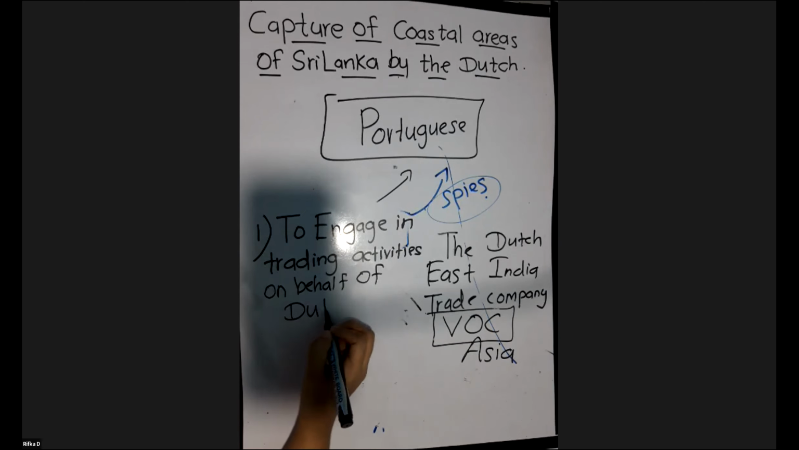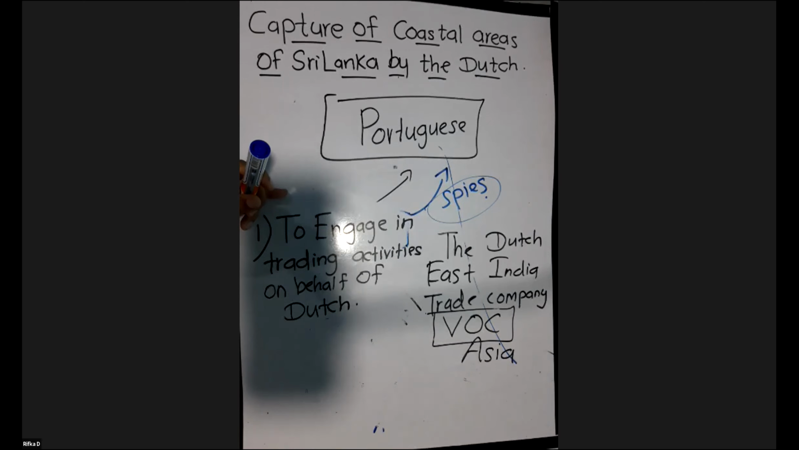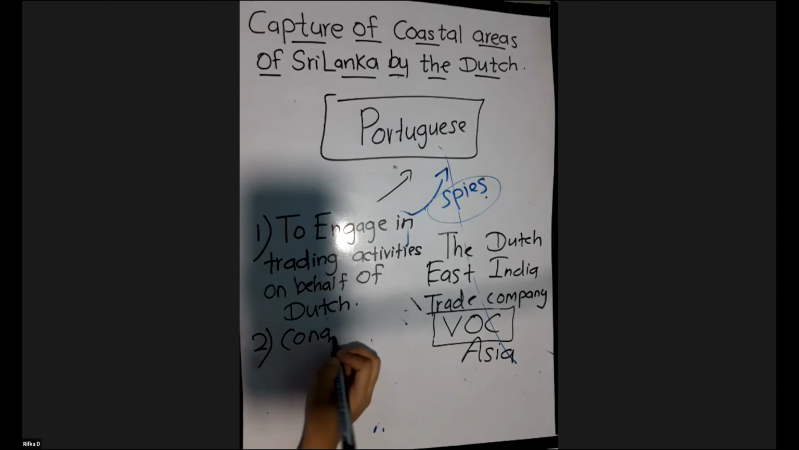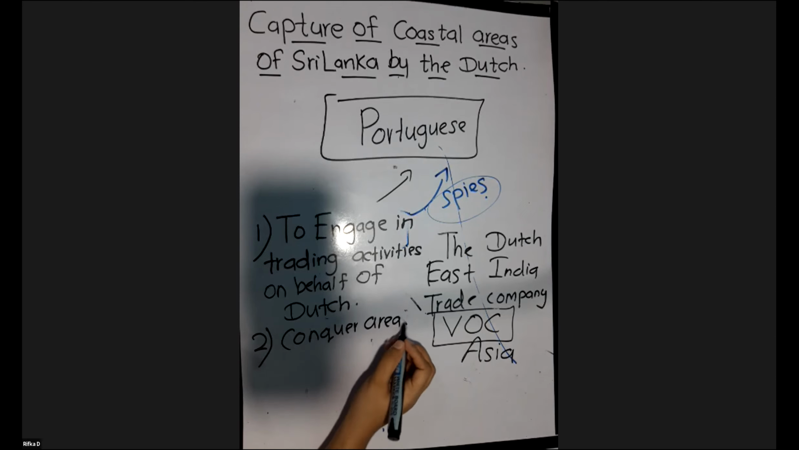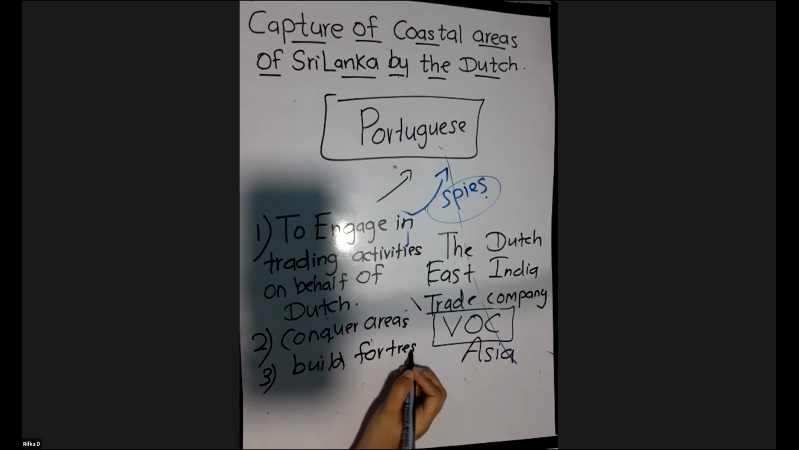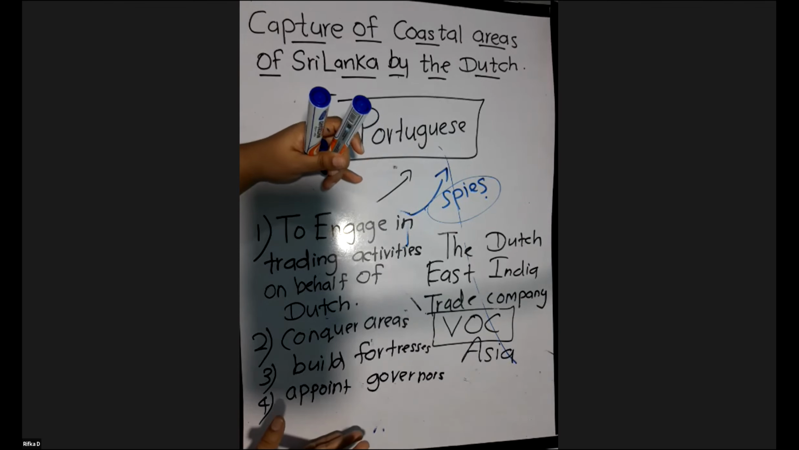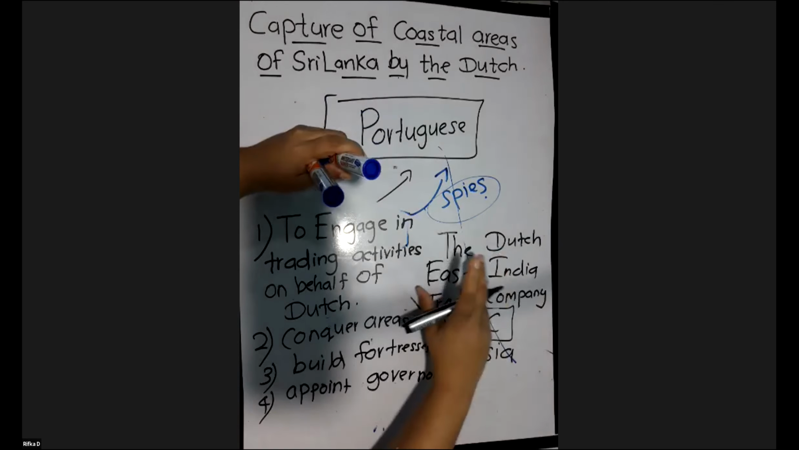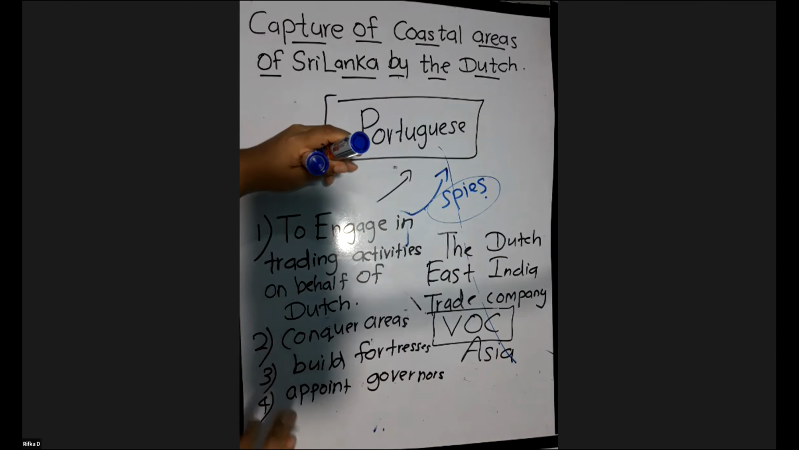Yes, on behalf of the Dutch, right? To engage in trading activities on behalf of the Dutch. Okay. And they have been given the right to conquer the areas. They can build the fortresses. And they can appoint the governors to rule the relevant areas. So these are the powers granted to the Dutch East India Trade Company by the Dutch government.